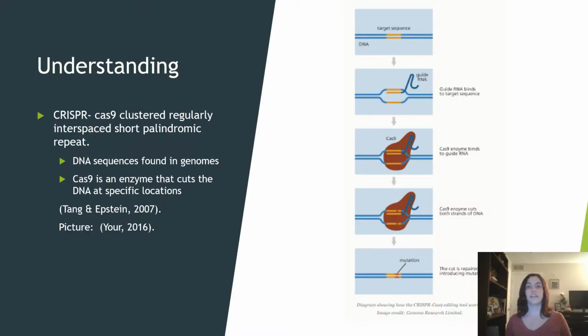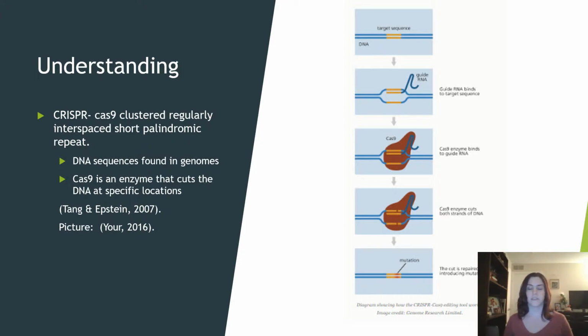Just to get some background information, CRISPR cas9 stands for clustered regularly interspaced short palindromic repeats. Essentially, this is DNA that is found in different genes, and there are repeated sections throughout. That's what gives different traits. And cas9 is actually an enzyme that cuts the DNA at specific locations.